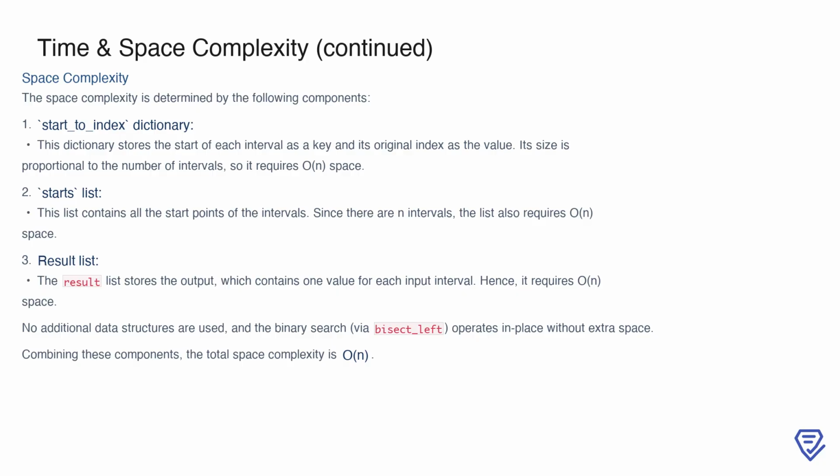Finally, the result list, which holds the output for each interval, similarly requires O(n) space since it has one entry for each input interval. Importantly, the binary search operation via bisect_left does not require any additional memory, as it operates directly on the sorted list. When we combine these components, the total space complexity of the solution is O(n), which is optimal given the need to store the input and output data.